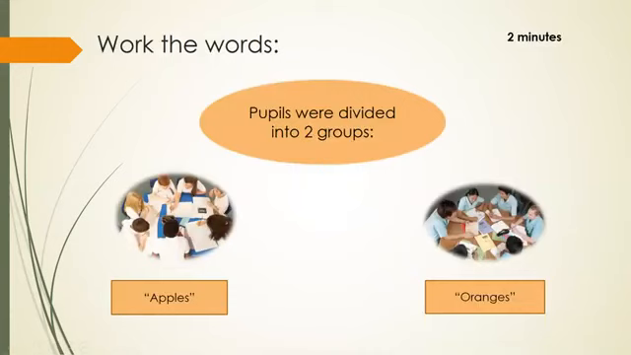Then I had to divide pupils into 2 groups. The name of the first team was apples, and the name of the second team was oranges. All children went to the board and chose a card with one or another fruit. Someone with an apple went to the first team, and someone with an orange went to the second.